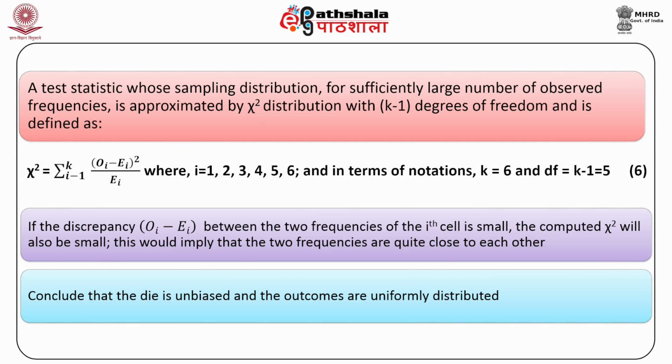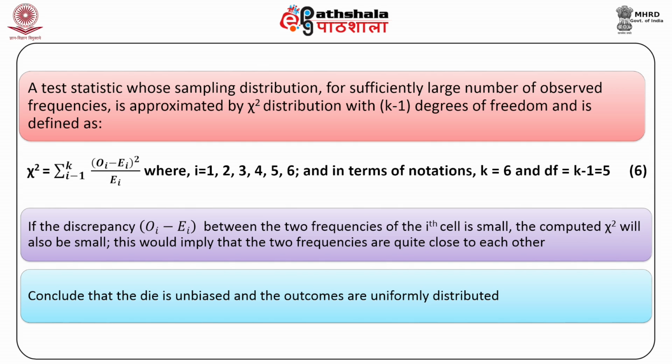by chi-square distribution with k minus 1 degrees of freedom and is defined as chi-square is equal to sigma, which is summation i is from 1 to k, and this is over (OI minus EI) square upon EI. This is our equation 1. Now in this way our i ranges from 1 to 6, and in terms of notations k is equal to 6 and degrees of freedom is equal to k minus 1, which is equal to 5.